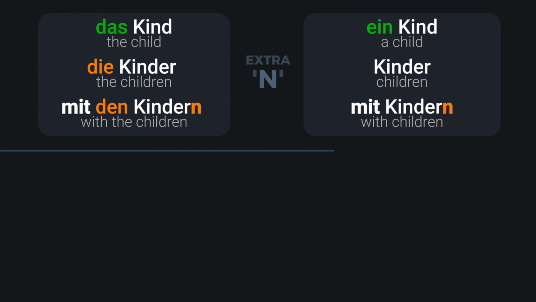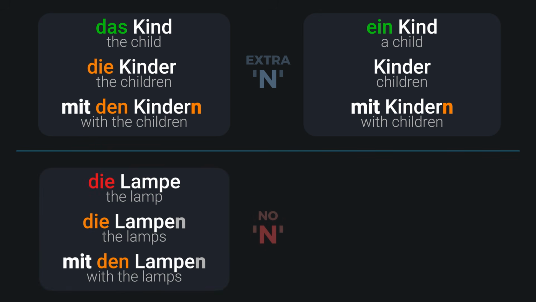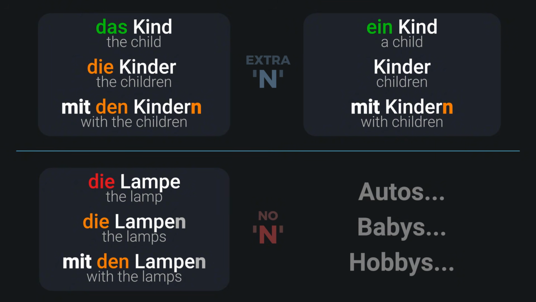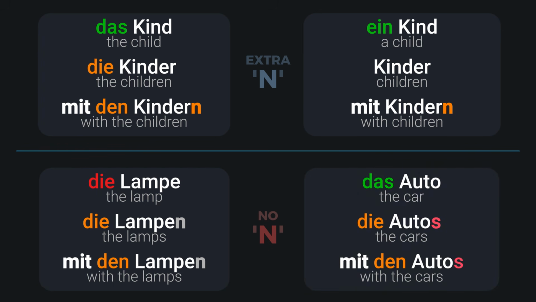If the plural form of a noun already ends in N, you don't need that extra N. Die Lampe, the lamp, die Lampen, the lamps. Mit den Lampen, with the lamps. No extra N. There's another exception to this rule. If the plural form ends in S, like many non-native words do, such as Autos, babies, hobbies, you don't use the extra N as well. So you get das Auto, the car, die Autos, the cars, mit den Autos, with the cars. By the way, in German, Y never turns into IE like the English babies or hobbies.